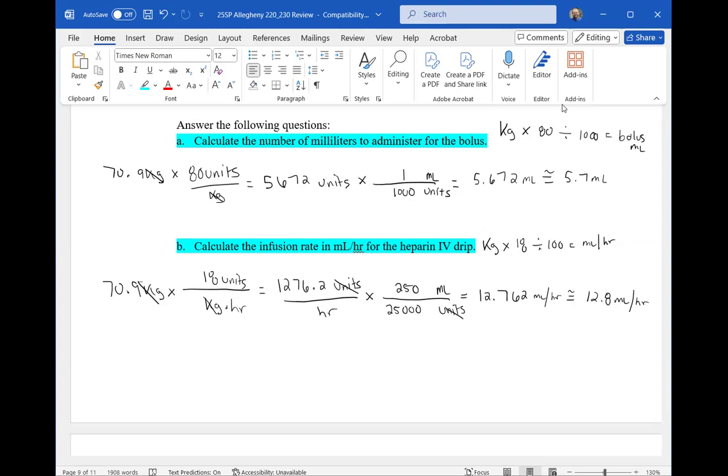So if you ask me, hey, I did my dad, he weighs 216 pounds. Can you just check that I did the bolus and the infusion rate correct? All I'm going to do is I'm going to take his weight, divide by 2.2, times 80, divide by 1,000. Make sure that that's the same ml that you got. Usually the thing that gets wrong is the rounding. So just make sure you're rounding to the nearest tenth. And then I'll do the same thing for the infusion rate.